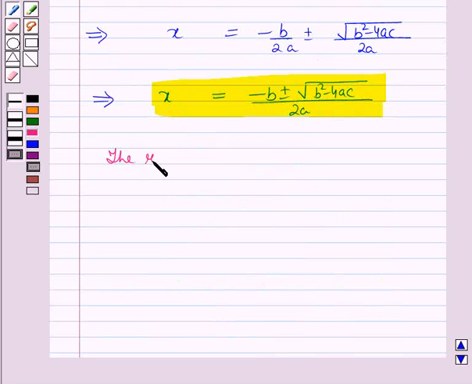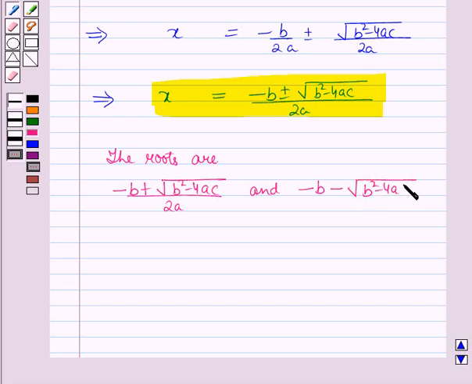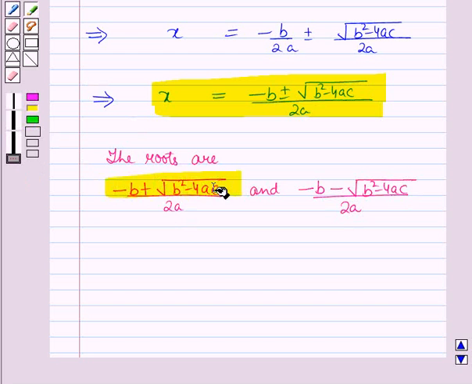So the roots of the given quadratic equation are minus b plus square root of b square minus 4ac whole upon 2a and minus b minus square root of b square minus 4ac whole upon 2a. That is, these values of the variable x will satisfy the given quadratic equation ax square plus bx plus c is equal to 0.